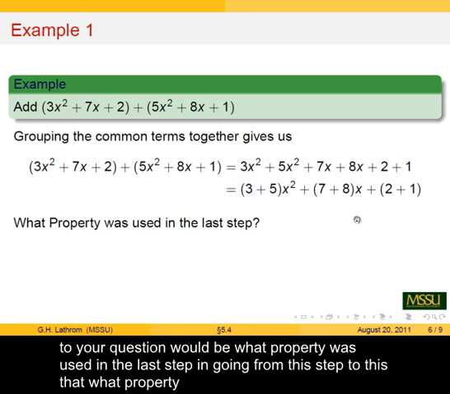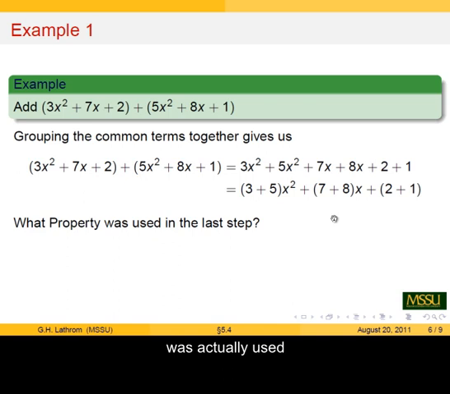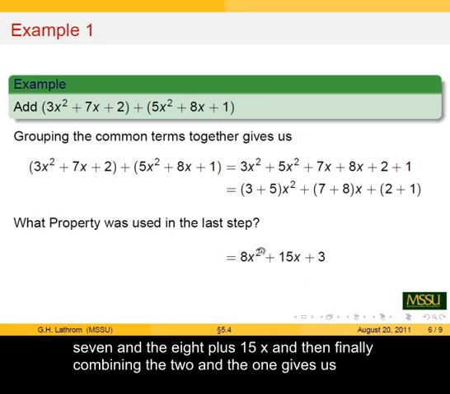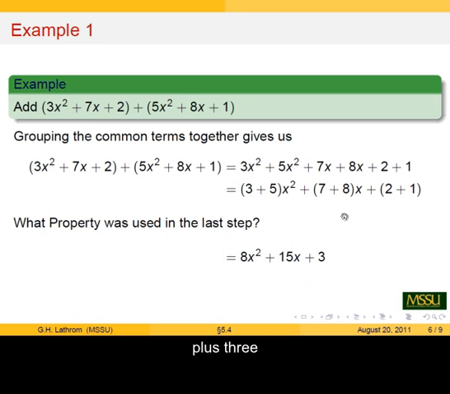So your question would be, what property was used in the last step? In going from this step to this step, what property was actually used? So that finally, when we combine the 3 plus the 5, we get 8 times x squared. Combining the 7 and the 8, we get plus 15x. And then finally, combining the 2 and the 1 gives us plus 3.